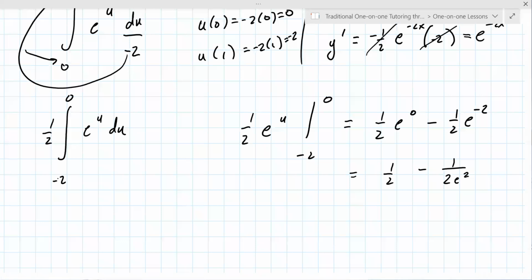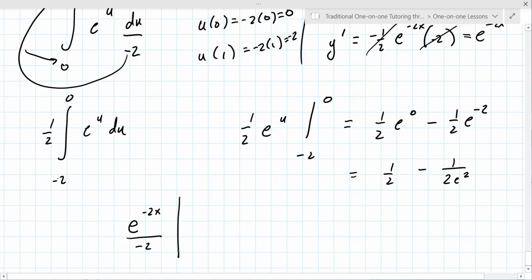Okay. So going back to your question, which is e to the minus 2x over minus 2 evaluated from 0 to 1. This becomes e to the minus 2 over minus 2, minus e to the minus 2 times 0 over minus 2.